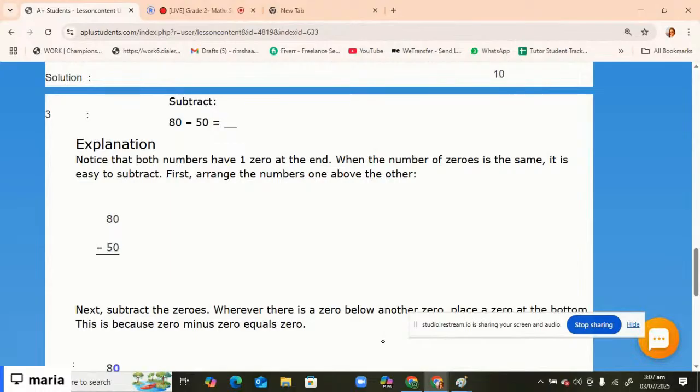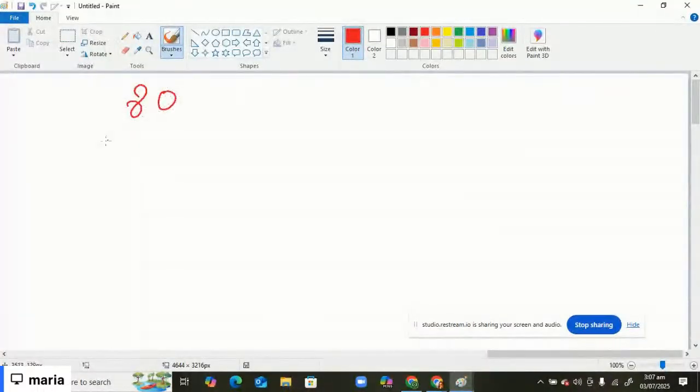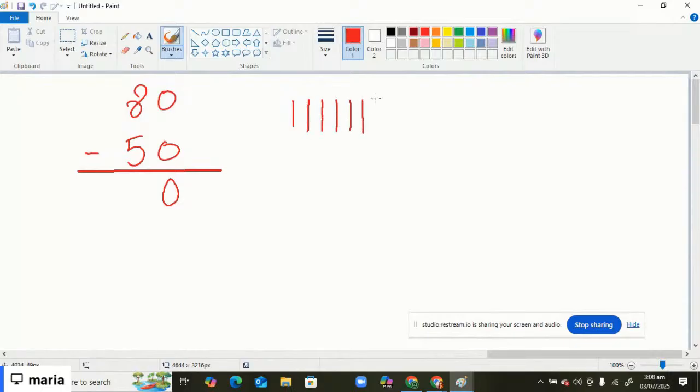Now 80 minus 50. Okay, let's do this one. 0 minus 0 is 0. 8 minus 5. How can we solve it? Draw 8 lines. 1, 2, 3, 4, 5, 6, 7, 8. And now we are going to remove 5 lines. 1, 2, 3, 4, and 5. We remove 5 lines. Now how many are left? 1, 2, and 3. So we write it down here, 30. This is our answer.